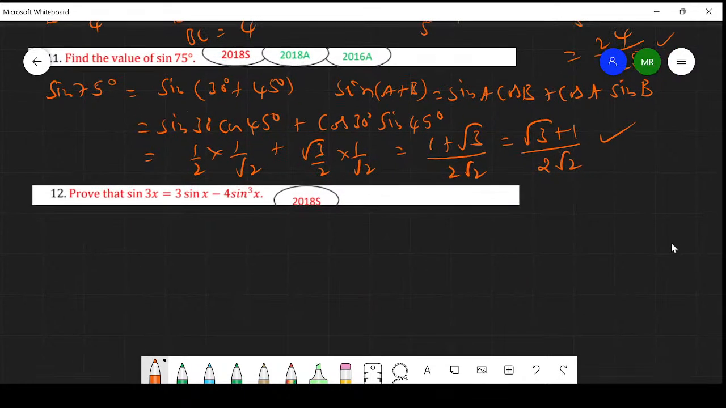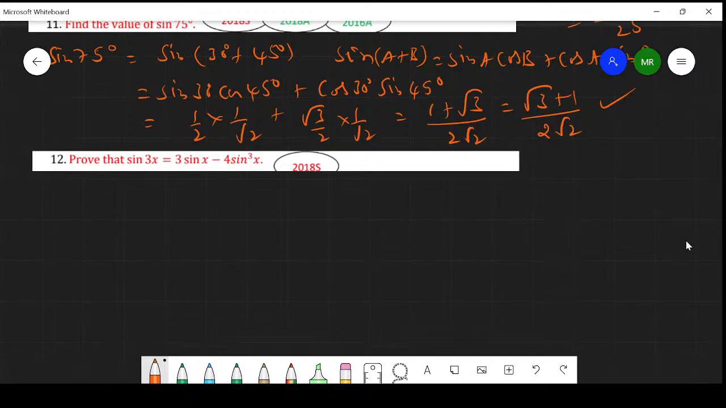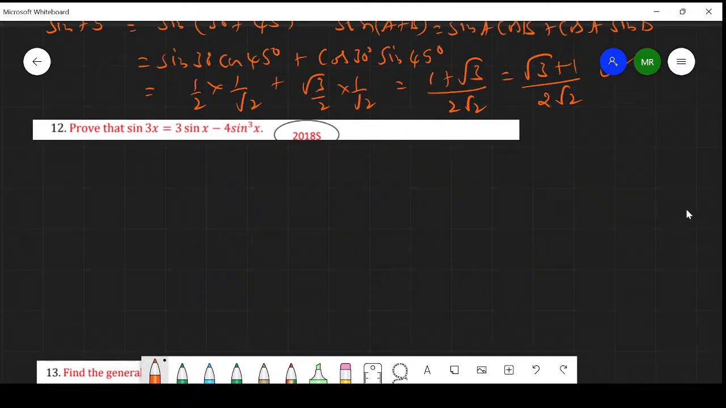Now this is the expected question. I am expecting 99.99% they may ask this question number 12 in the exam. Many chances are there. Sin 3x equals 3 sin x minus 4 sin cube x. They may ask this for either 2 marks or 3 marks.